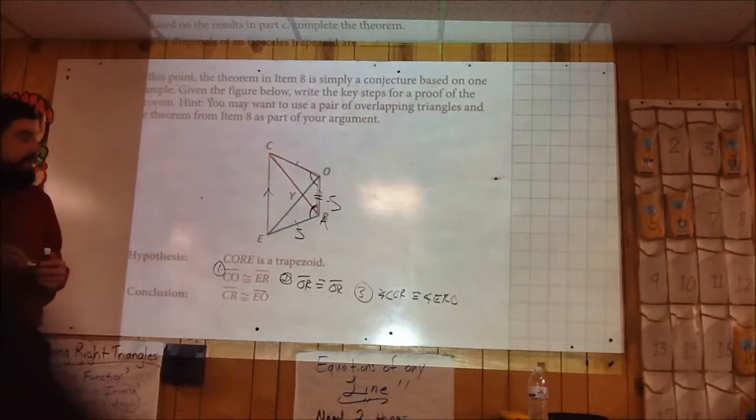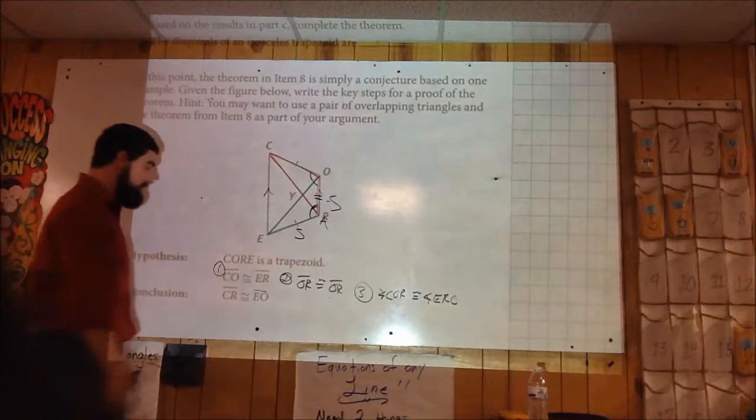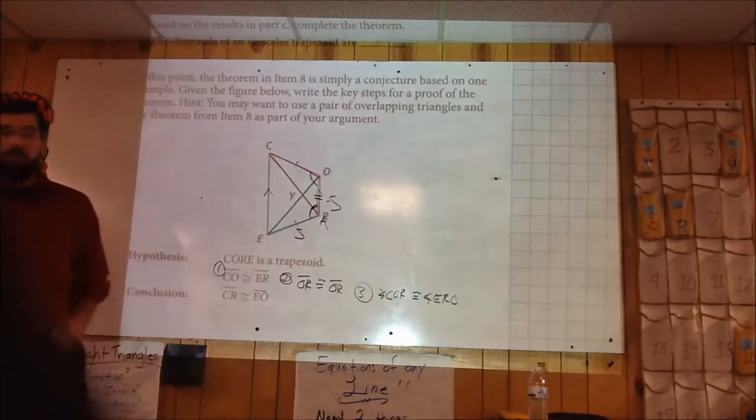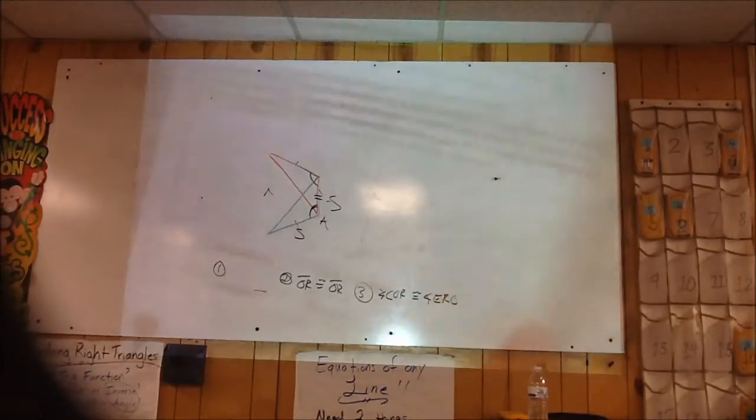Once I've proven that the two triangles are congruent, then I can use CPCTC to prove that these two segments are congruent. So again, that may pop up on a quiz or test. Know how to prove that the diagonals of isosceles trapezoids are congruent. That will always be true.